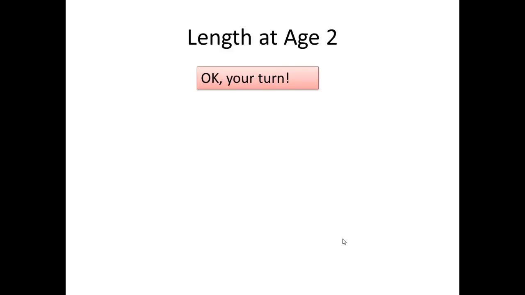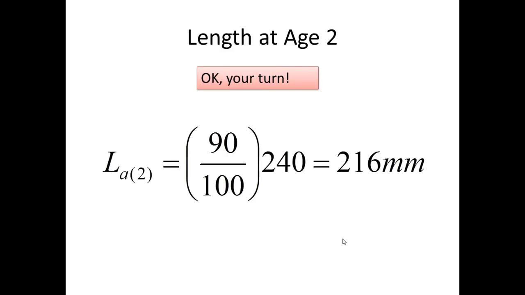Okay, did you get it? Let's see the answer. So if the scale length was 90 pixels in that second annulus, and we already know we use the same scale length, and we use the same length at capture, so that fish was 216 millimeters when it turned 2.